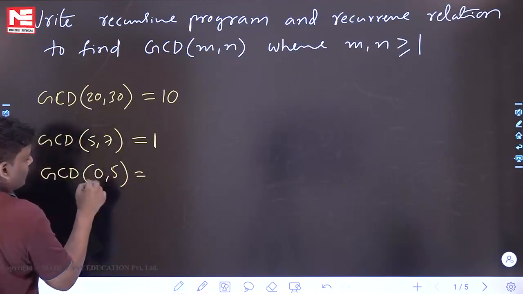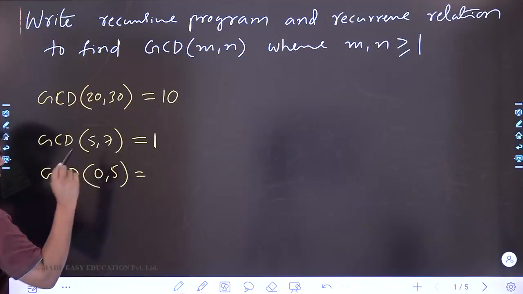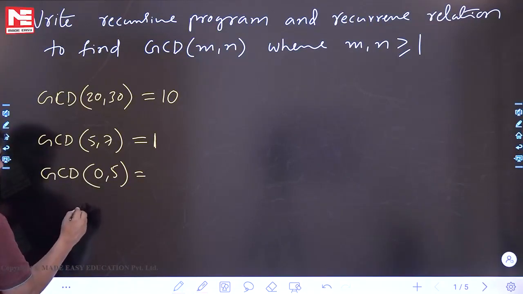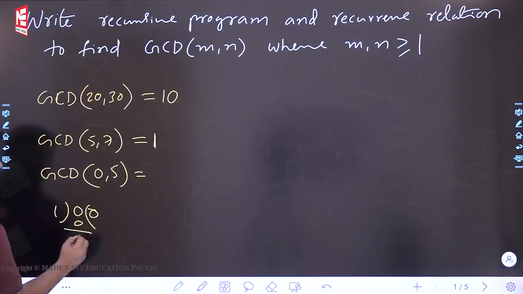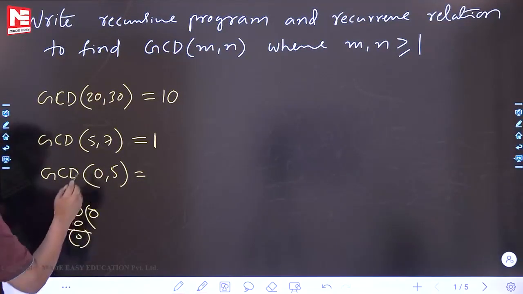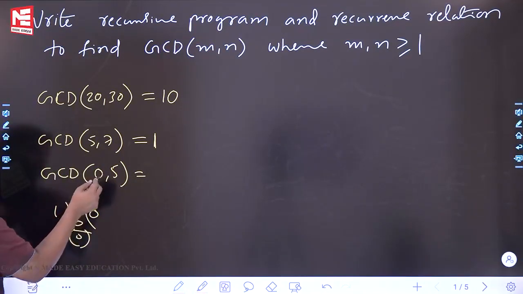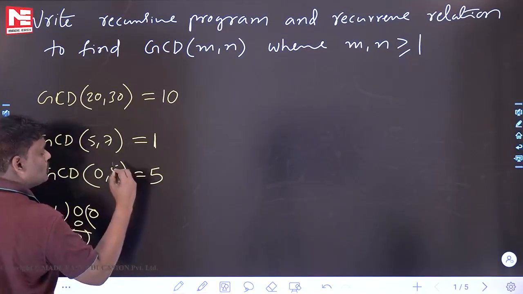Can you help me now? What is the greatest number that can divide both? Let me check here. Is 1 dividing 0 or not? If you want, you can check. Yes, 1 divides 0, and 1 divides 5 also. Next one, what about 2? 2 divides 0 but not 5. Like that, 5 divides 0, and 5 divides 5 also. The greatest number which can divide both is 5.